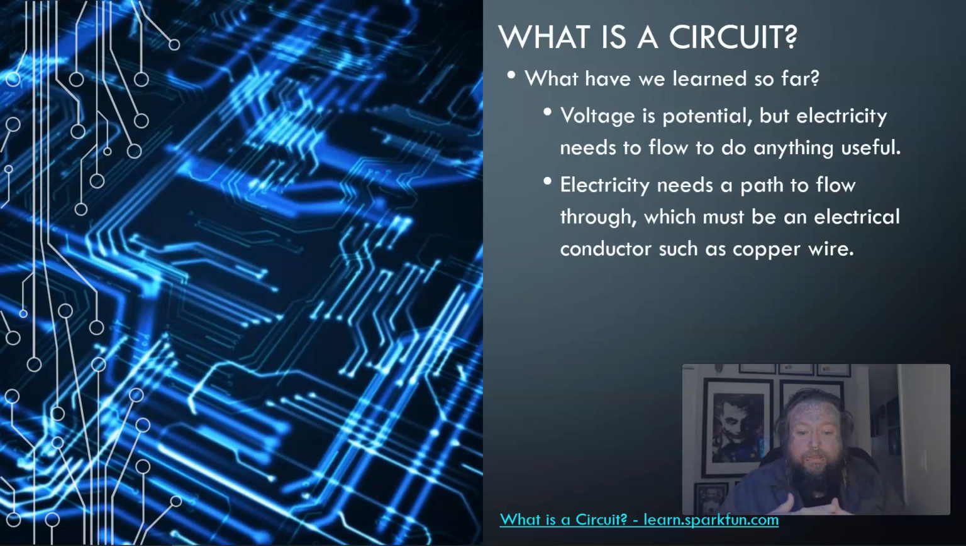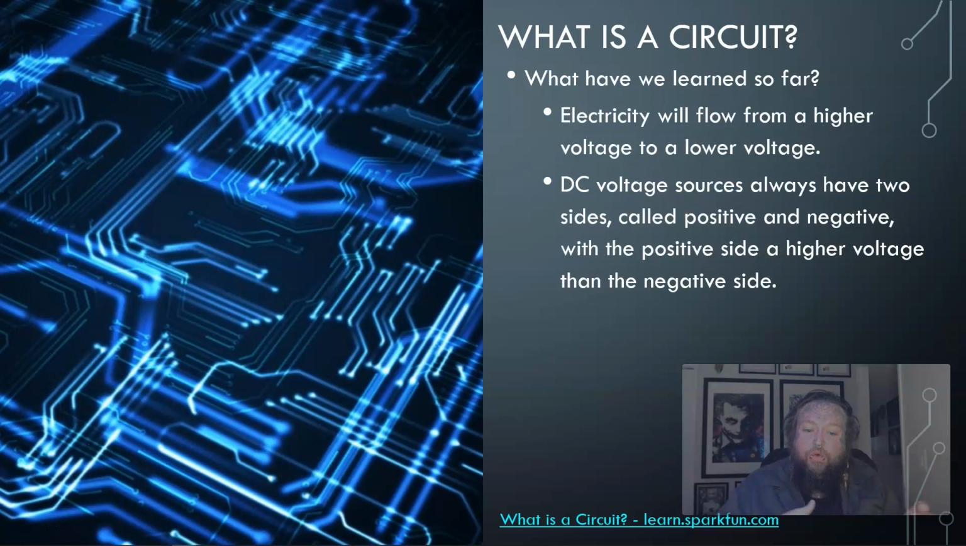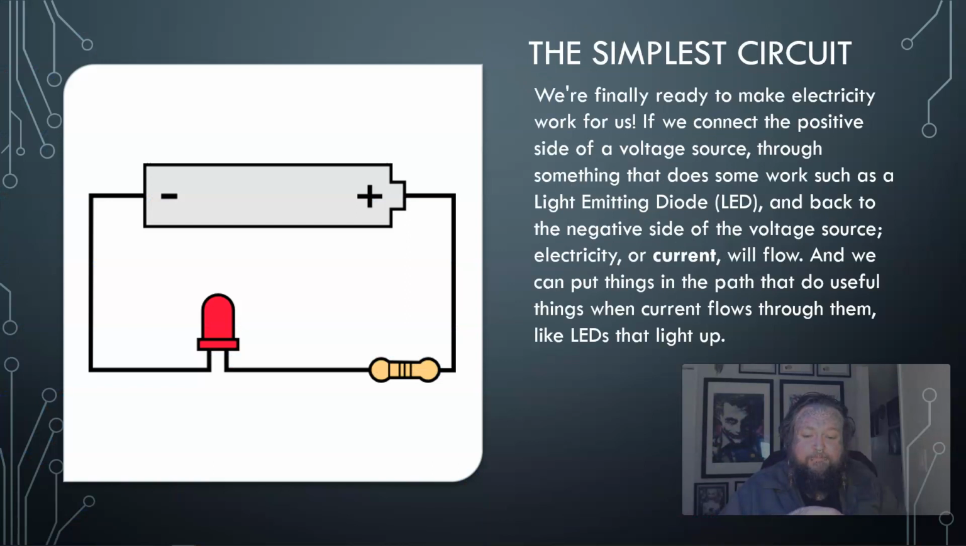So what have we learned so far as a quick recap? Again, voltage is potential, but electricity needs to flow to do anything useful. Electricity needs a path to flow through, which must be an electrical conductor such as copper wire. Electricity will flow from a higher to lower voltage point, so from positive to negative. We know the general terms here. And DC voltage sources always have two sides, the negative and positive side, so make sure you hook those up properly. If you don't, it's another source of problems.